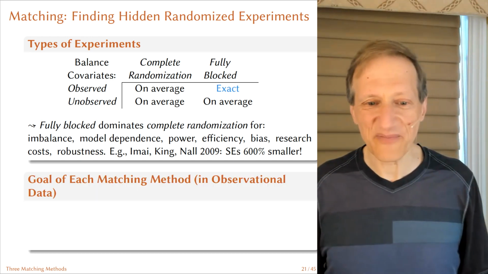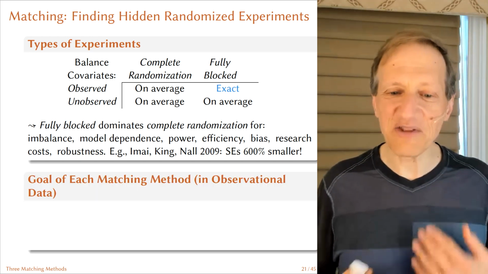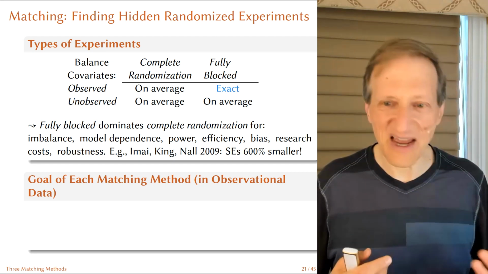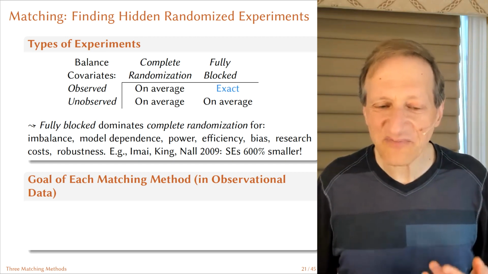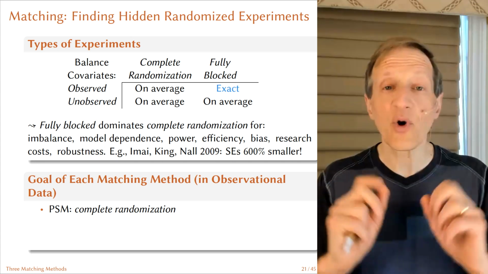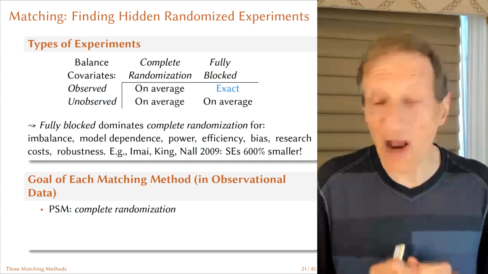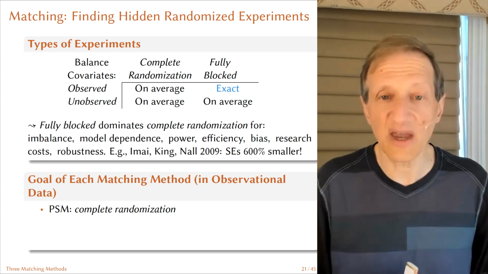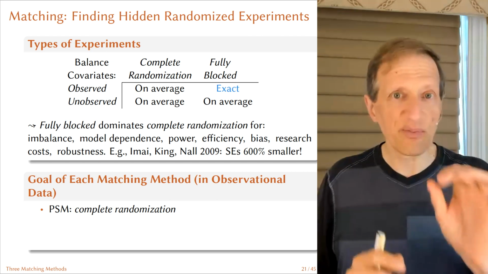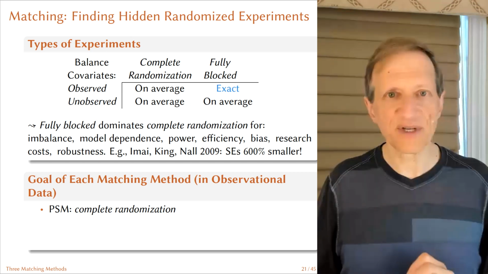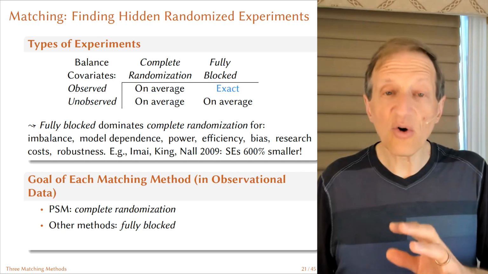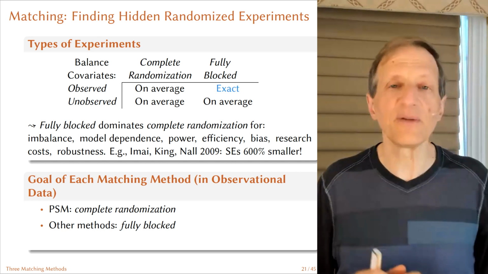Okay, so the goal of each of the matching methods in observational data are the following. First, there's propensity score matching, which I'm going to describe to you. You may have never heard of it, that's okay. The goal of propensity score matching is complete randomization. That's its goal. The goal of most other methods is a fully blocked experiment.